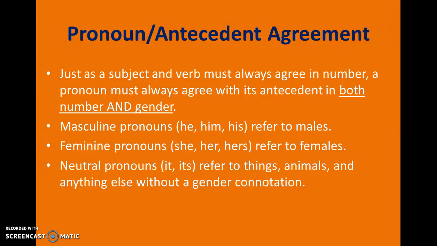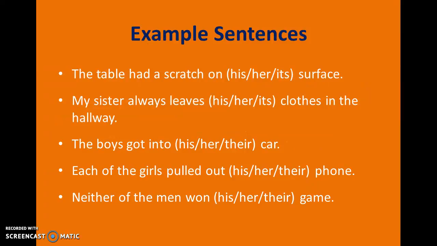So, with pronoun antecedent agreement, you always have to keep in mind the gender of your antecedent when you're using a pronoun. So, for some example sentences, if we look at the first sentence, it says, the table had a scratch on his, her, or its surface. Obviously, the correct pronoun would be its. The table doesn't have gender. My sister always leaves his, her, or its clothes in the hallway. This pronoun would be her because sister is obviously female.